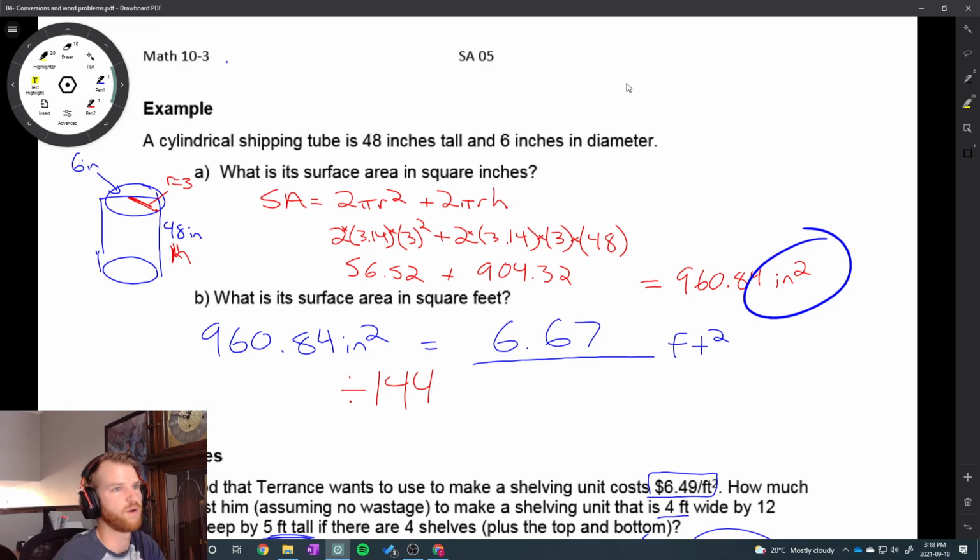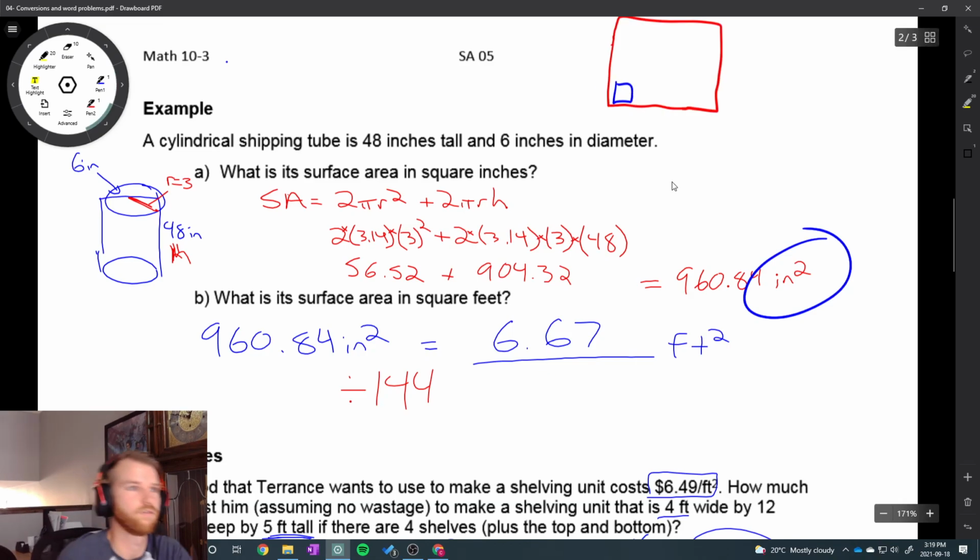But 1 square foot is actually going to be quite a lot more than that, okay? So this would be 1 square inch, 1 inch on that side by 1 inch on that side. This would be a square foot. A square foot is going to be 12 inches across this way and 12 inches across this way, right? 1 foot is the same as 12 inches, and 1 foot this way would be the same as 12 inches.